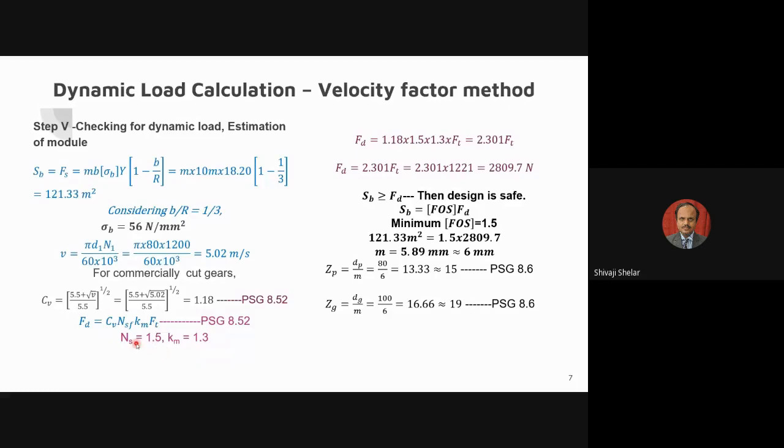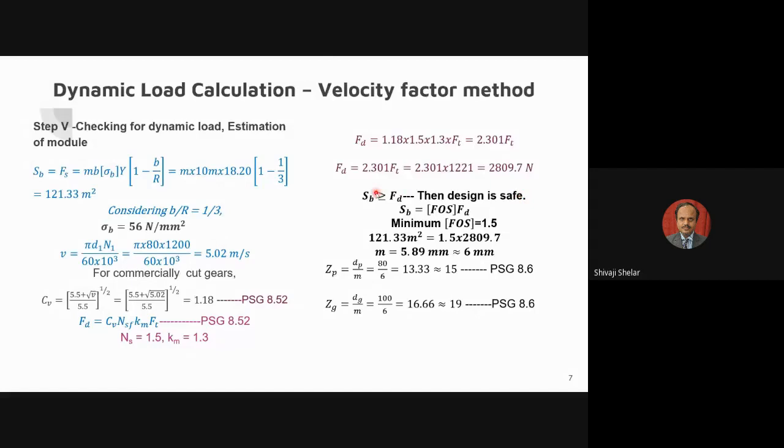By putting these values of CV, NS, and Km, we get the dynamic load value in terms of Ft. This value is almost 2.3 times the tangential load value. We know the tangential load value from the previous slide calculation, that was 1221 Newton. So your dynamic load becomes 2809.7. Your design will be safe only when your beam strength value is greater than or equal to your dynamic load. Then the design is safe.